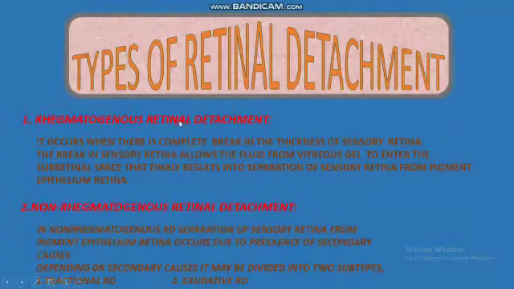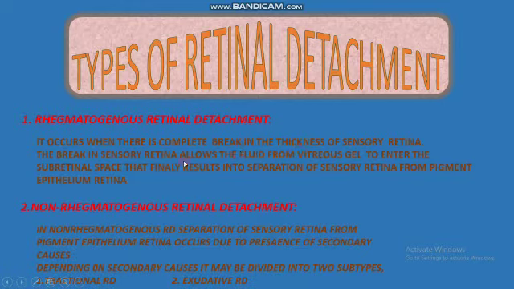Now rhegmatogenous retinal detachment occurs when there is a complete break in the thickness of the sensory retina, because the break in the sensory retina allows the fluid from the vitreous chamber to enter the subretinal space, that finally results in the separation of the sensory retina from the pigment epithelial layer.